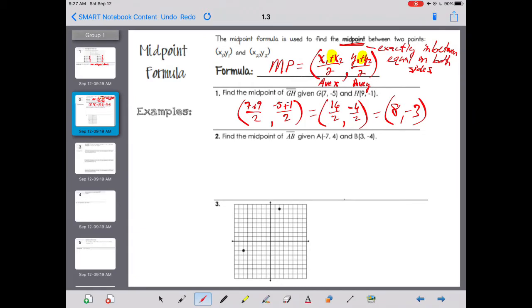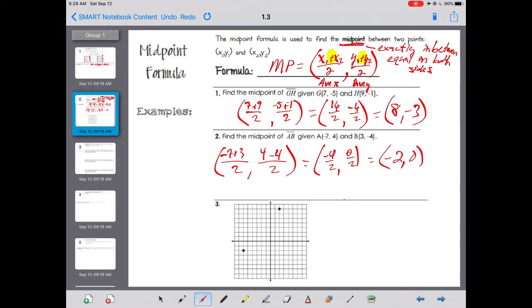Okay. Find the midpoint of AB, given A is this and B is that. Divide by 2, divide by 2. Negative 7 and 4, and then plus 3 minus 4. Negative 7 and 3 is negative 4 over 2. 4 minus 4 is 0 over 2. So that's going to be negative 2, comma, 0. That's going to be our midpoint.